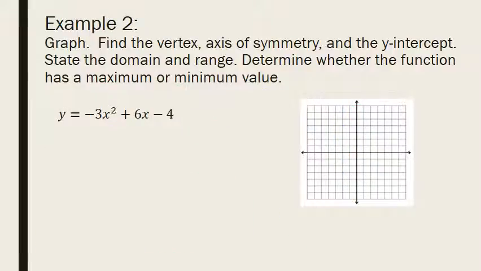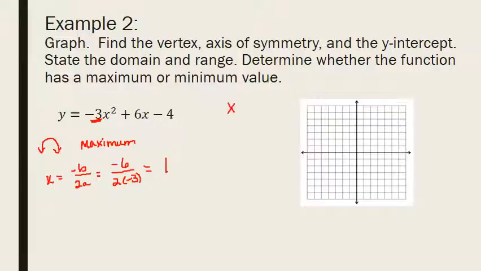Example 2 here. So we're doing the same thing. So let's first do the maximum or minimum. So right here, because this is negative, our a is negative, it's going to go down. Therefore, we have a maximum value. Okay, so now let's do x equals the opposite of b over 2a. So our b here is 6, so I'm going to do -6 over 2 times -3. So it gives us -6 over -6, which equals 1.